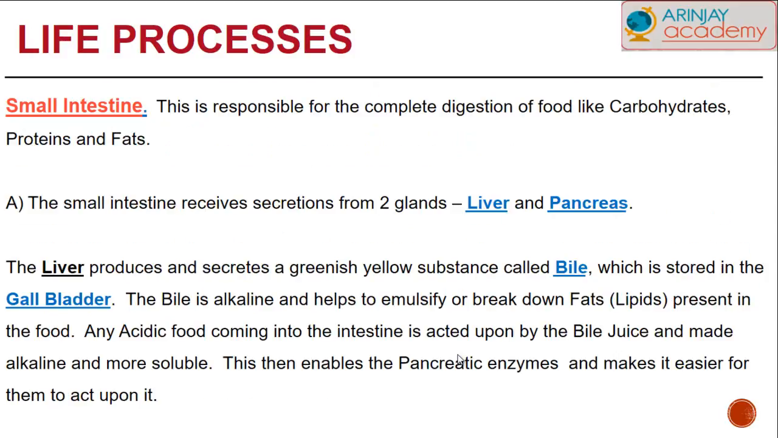The small intestine is responsible for the complete digestion of food like carbohydrates, proteins, and fats. The small intestine receives secretions from two very important glands, mainly the liver and the pancreas. The liver is the largest organ in the human body. It produces and secretes a greenish yellow substance called bile. This is stored in the gallbladder.